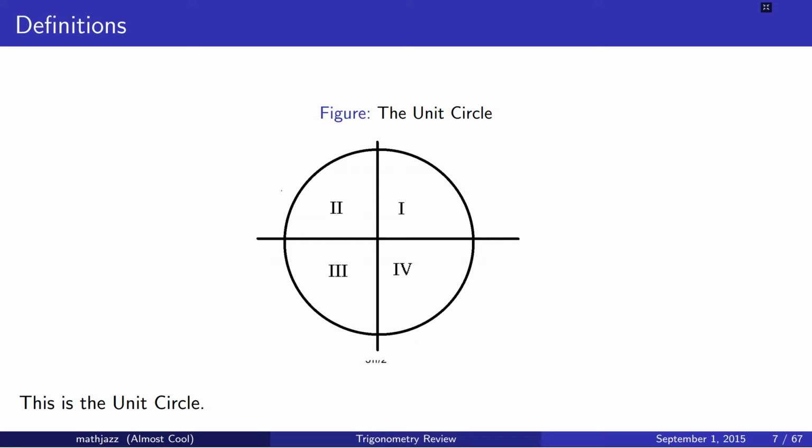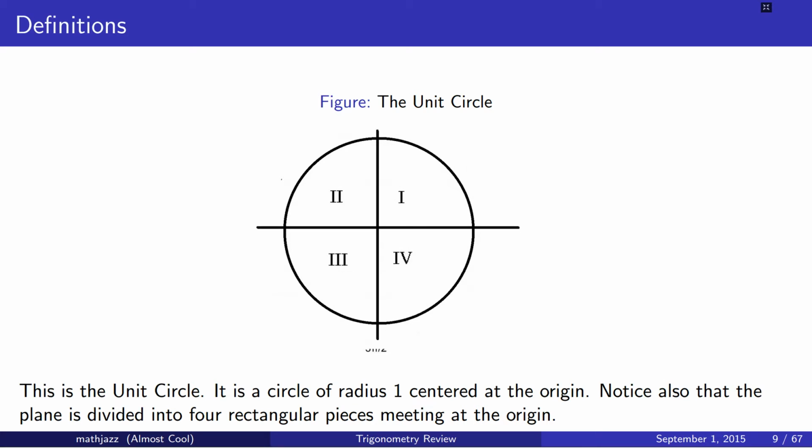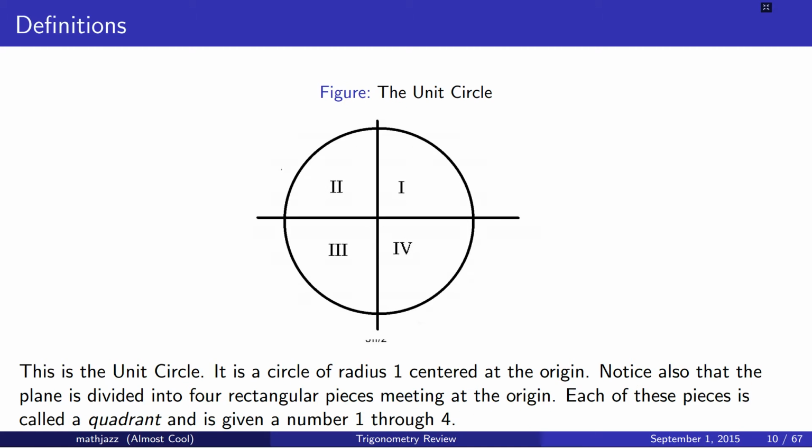Also, we're going to have to talk about the unit circle, and we're going to have to talk about quadrants of a plane. So this is a unit circle. It is a circle of radius 1 centered at the origin, and also we're dividing the plane into 4 rectangular pieces that meet at the origin, and we're going to number them 1, 2, 3, and 4, going counterclockwise, just as in the diagram.